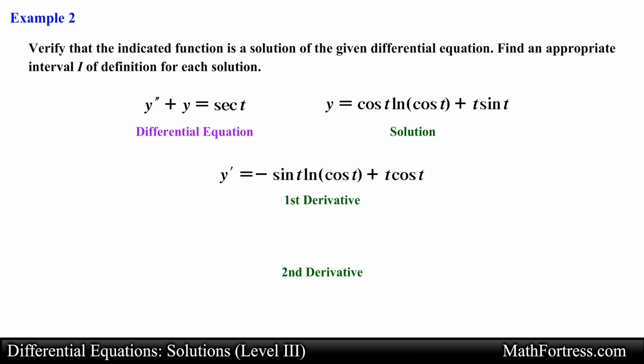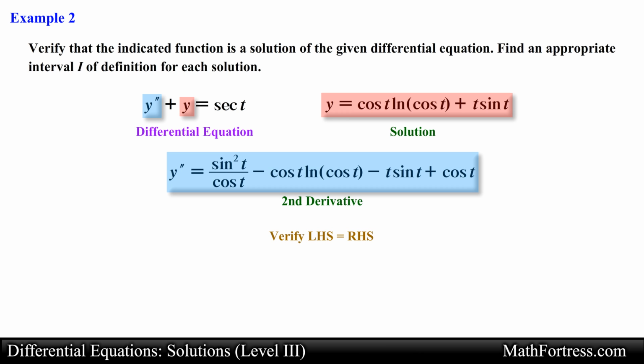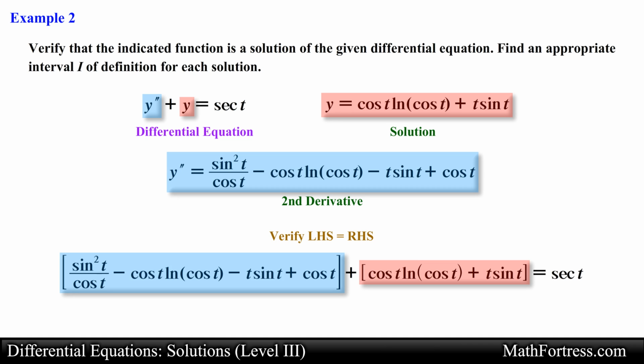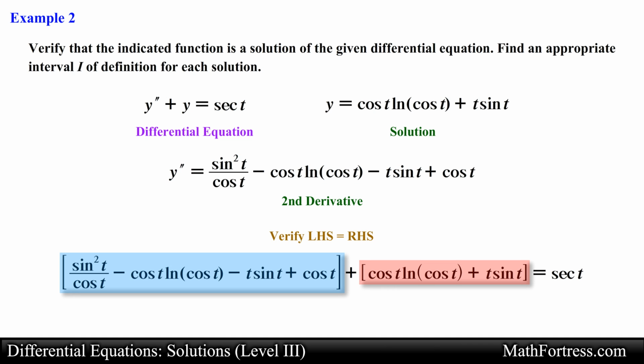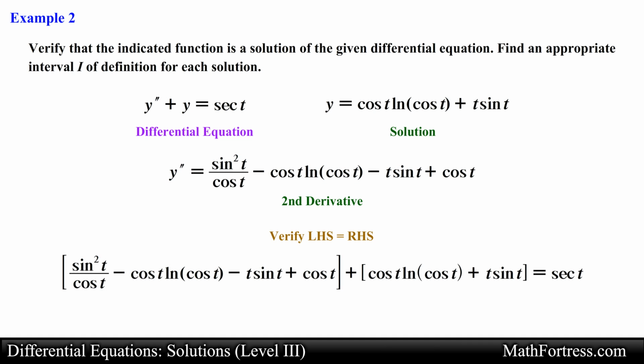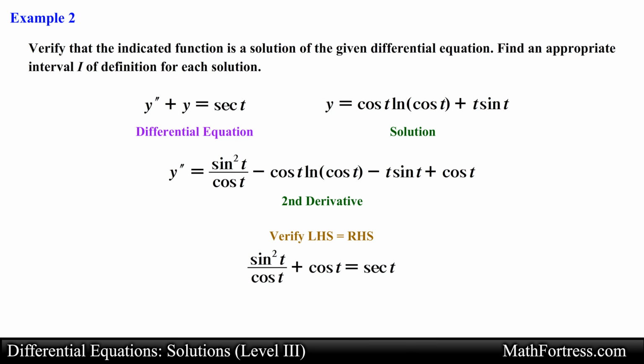Next, we go ahead and find the second derivative, which also requires an application of the product rule and chain rule. In the end, the second derivative is equal to the following expression. After that, let's go ahead and substitute the function and its second derivative into the ODE. Doing that, we obtain the following expression. Simplifying the left-hand side of the equation, we obtain the following. Next, we go ahead and add the two terms on the left-hand side of the equation.